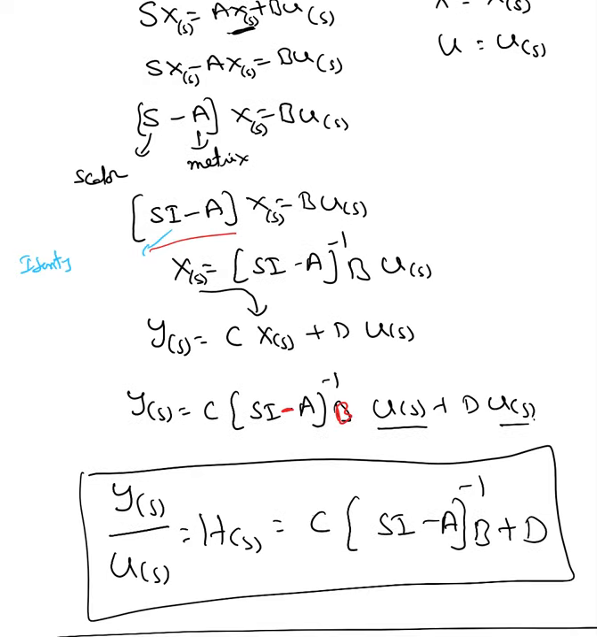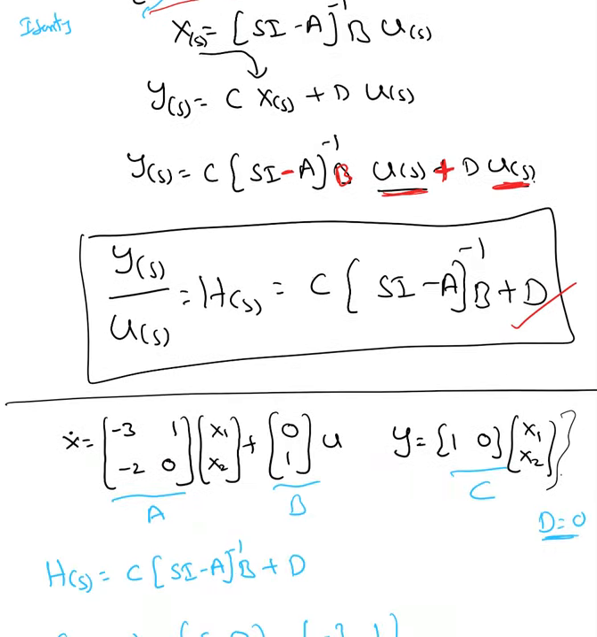Now I'm going to pull U of s out, as it's common in both parts of the equation. When I pull it to the other side, it's going to be Y of s over U of s, which is nothing but the transfer function H of s. So H of s equal to C times (sI minus A) inverse times B plus D. That's how, by using this equation, we can find the transfer function from the state and output equation.